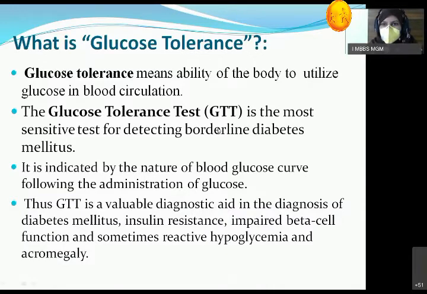The glucose tolerance test is the most sensitive test for detecting borderline diabetes mellitus. It is the most common use of glucose tolerance test. It is indicated by the nature of the blood glucose curve following the administration of glucose. Thus, GTT is a valuable diagnostic aid in the diagnosis of diabetes mellitus, insulin resistance, impaired beta cell function, and sometimes reactive hypoglycemia and acromegaly.